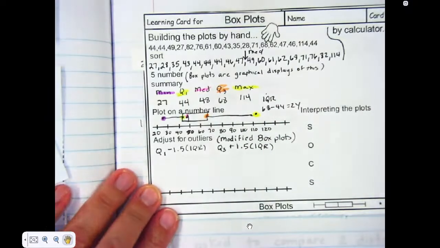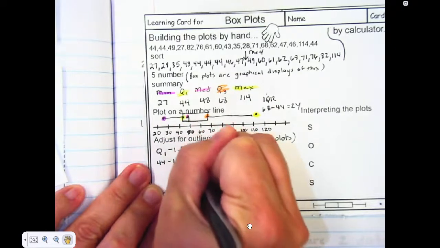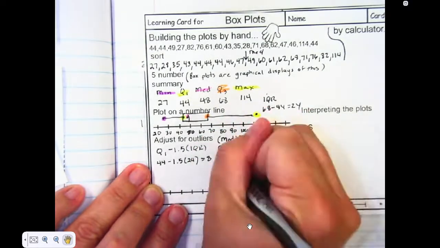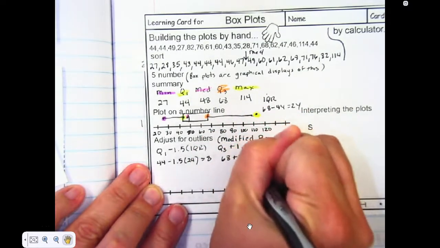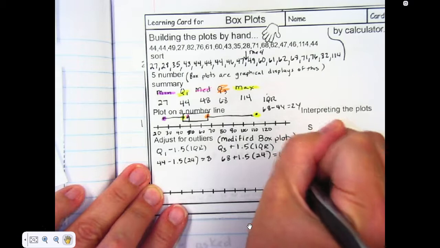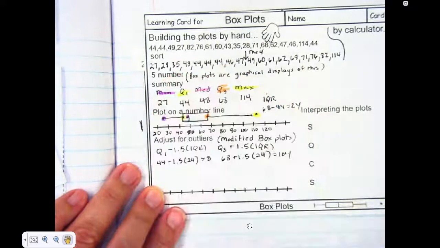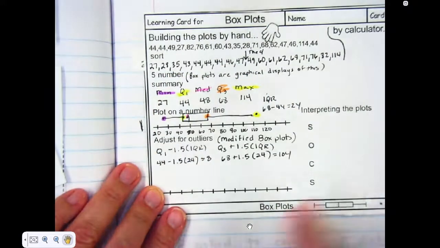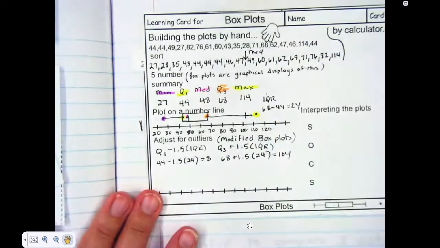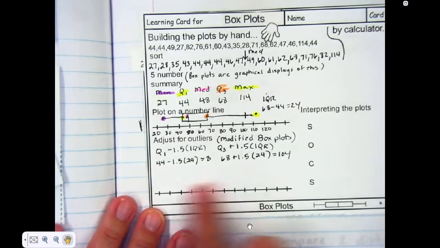Let's go ahead and plug into the formula. 44 minus 1.5 times 24 gives me 8. For my third quartile, it's 68 plus 1.5 times 24, which gives me 104. What this gives me is fences. My 8 would be over here, off the chart, so I'm safe on that side. But my 104 would be right about there. You can see your maximum value is past that, which makes it an outlier. So I need to adjust this accordingly.